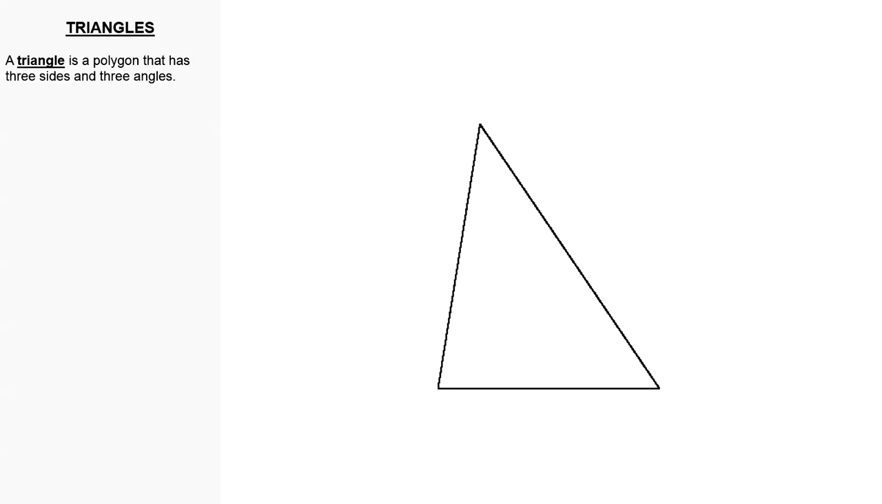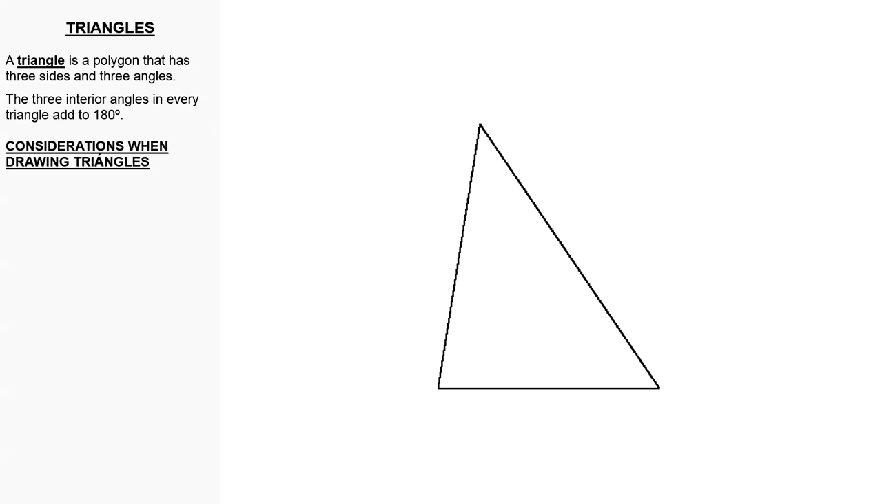Let's see in this video what a triangle is and its properties and criteria we are following when drawing a triangle as well. A triangle is a polygon that has 3 sides and 3 angles. Besides, the 3 interior angles in every triangle add to 180 degrees put together. When drawing any triangle, we are always following the same criteria.